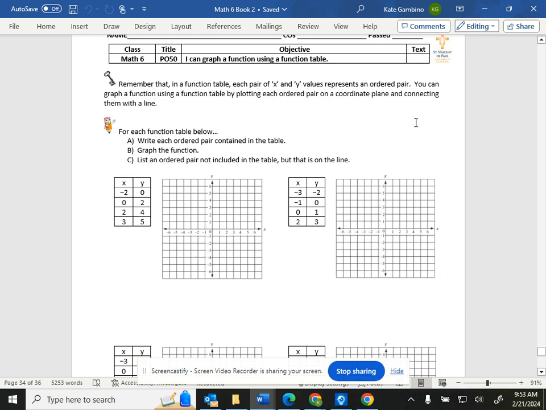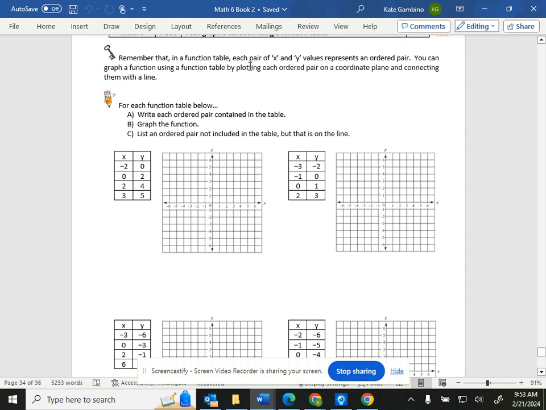Morning. Today we are finishing up our unit with PO50. I can graph a function using a function table. So yesterday we worked on making those function tables. We talked about how the input is the X, the output is the Y, and that is our ordered pair that we are going to graph. So we're going to put it all together.